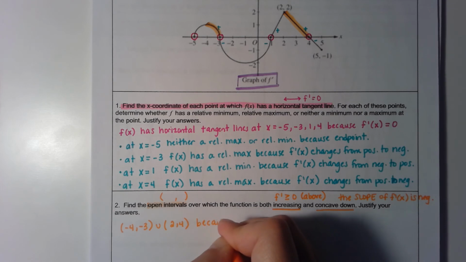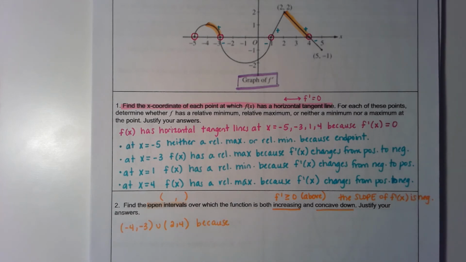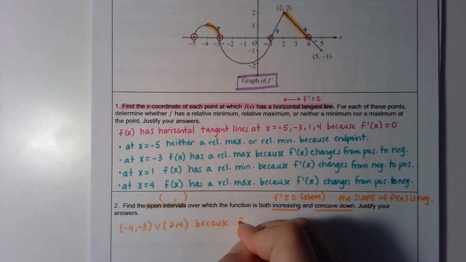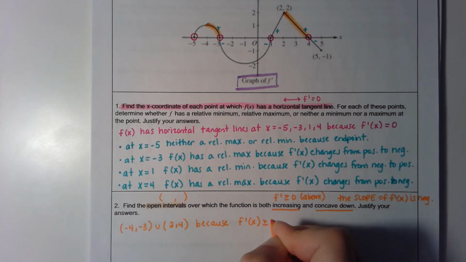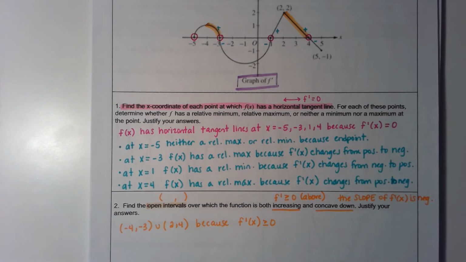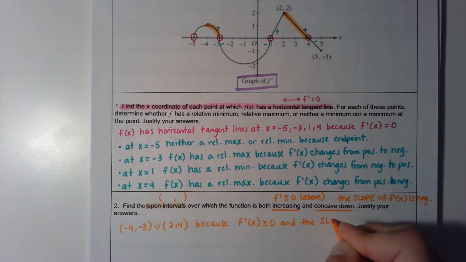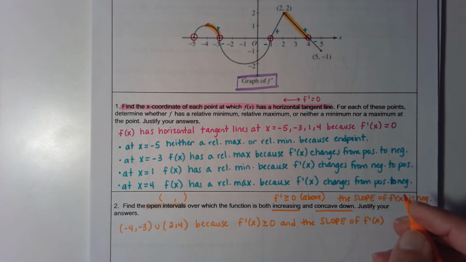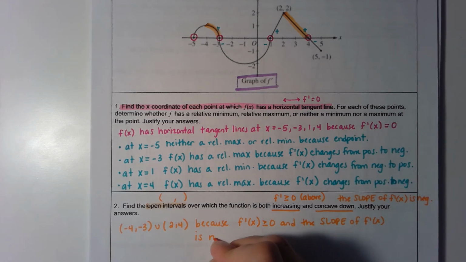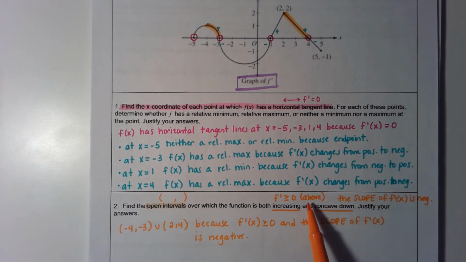So we would have to justify both why we know that our function was increasing and why we know that our function was concave down. So we would say because f prime of x is greater than or equal to 0, that is the reason that we know that the function was increasing, and the slope of f prime of x is negative. That is the reason that we know that the original function was concave down. So you're basically combining these 2 reasons. The things that you looked for are the justification for what you found.